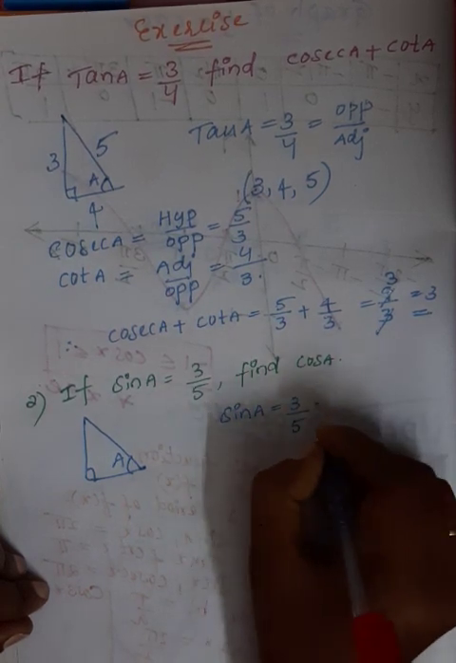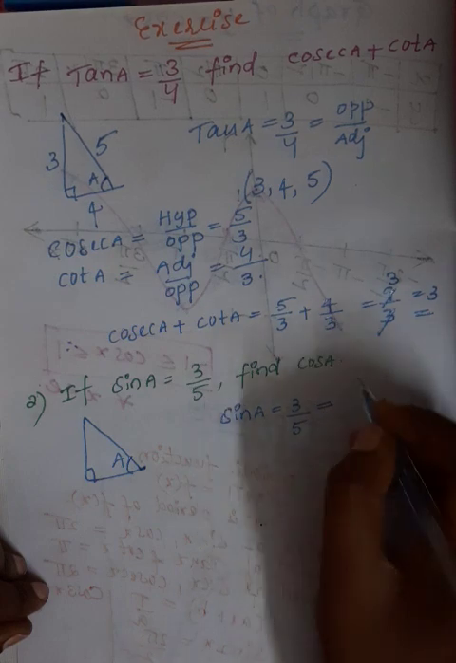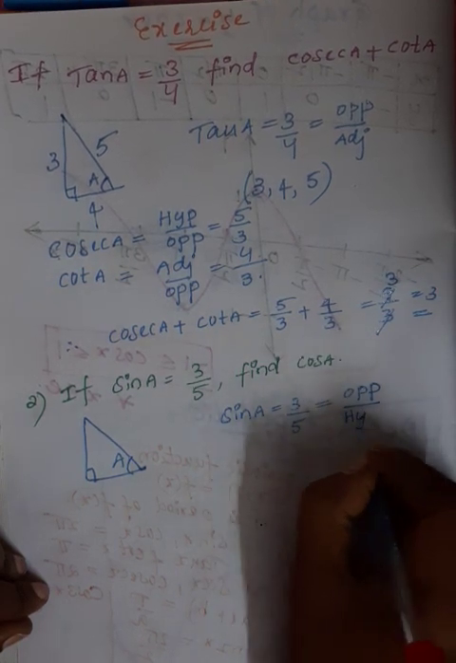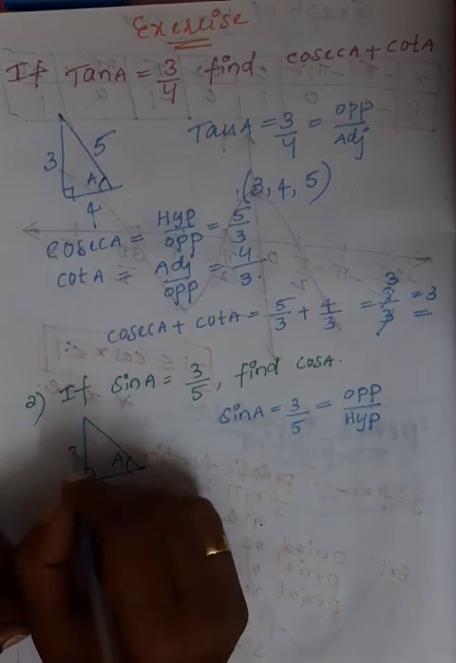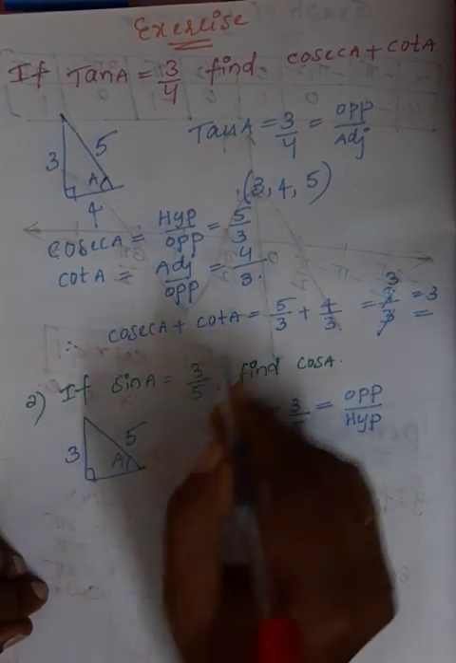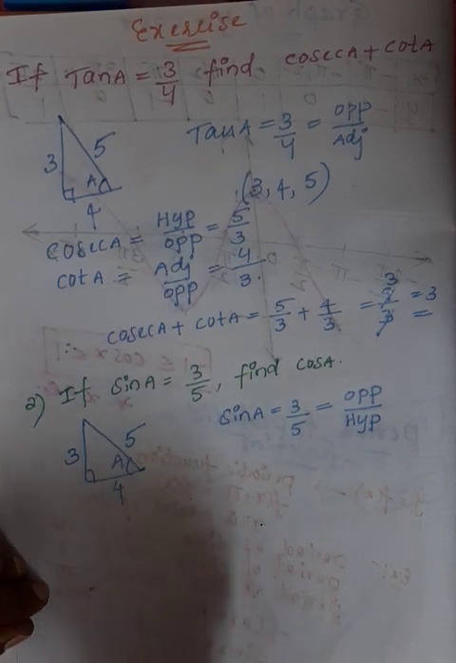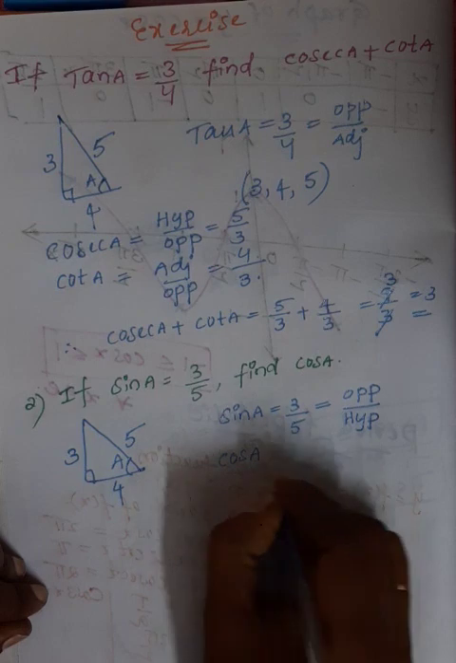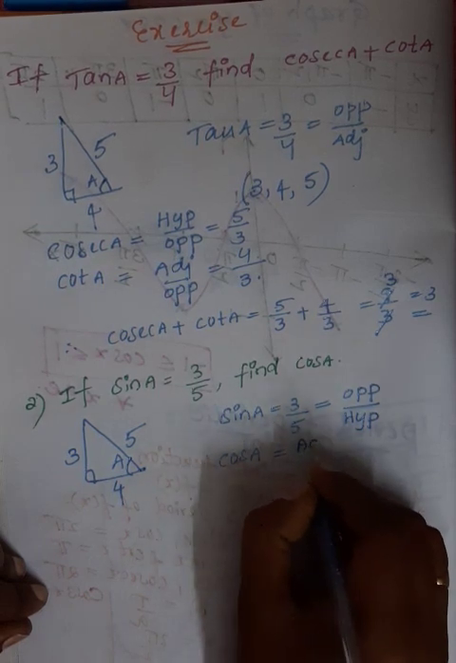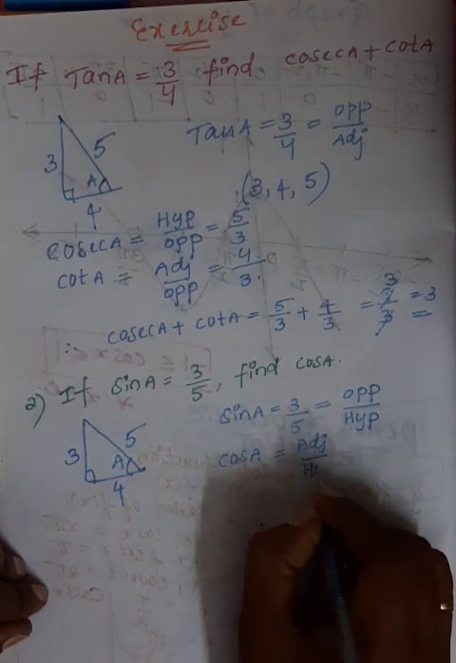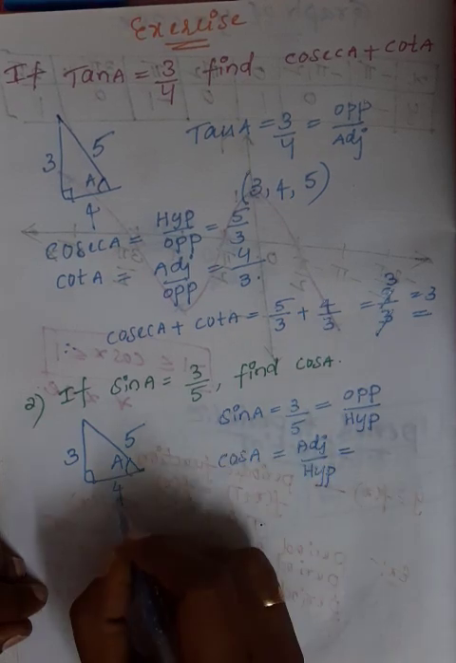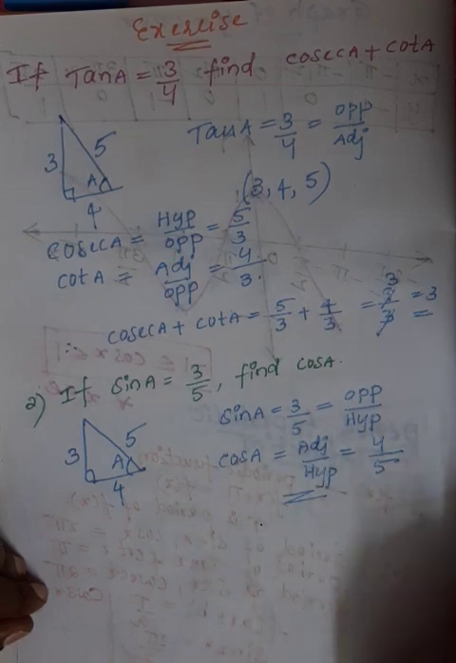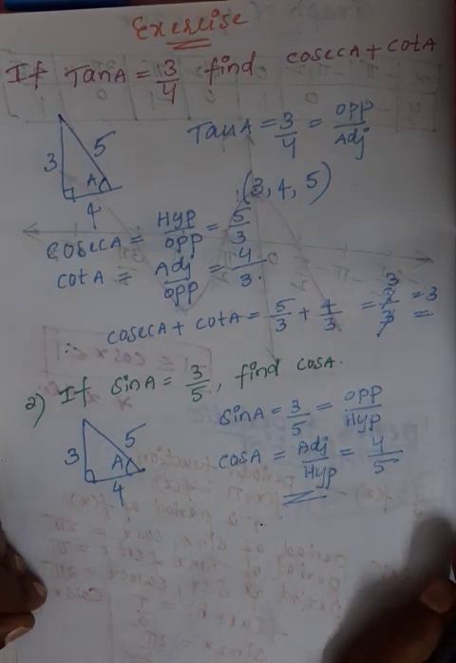So write the definition of sine. The definition of sine is opposite side by hypotenuse. So opposite is 3, hypotenuse is 5. By using this triad we have to write 4. Then next, cos A. The definition of cos A is adjacent by hypotenuse. So from this triangle adjacent is 4, hypotenuse is 5. Therefore cos A is equal to 4 by 5.